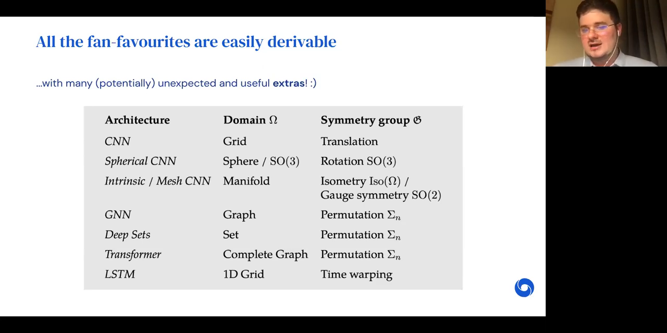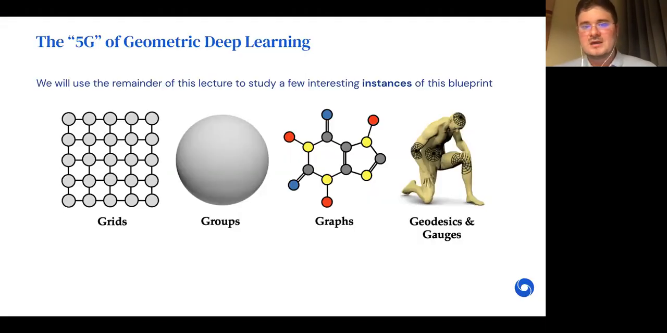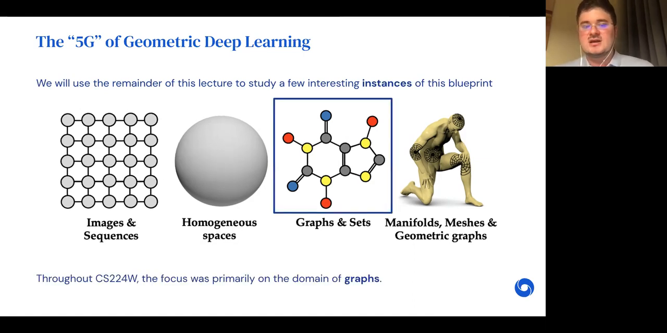So hopefully, throughout the remainder of this lecture, I'll be giving you some more interesting insights into how exactly all of these results have come to be and what they could mean for development of GNNs specifically. So moving on into the 5G of geometric deep learning, which is how we also called our contribution, we will be looking at what this blueprint does over some very special input domains omega: grids, groups, graphs, geodesics, and gauges, which also mean images and sequences in the case of grids, homogeneous groups like spheres, and the graphs and sets, and also manifolds, meshes, and geometric graphs.